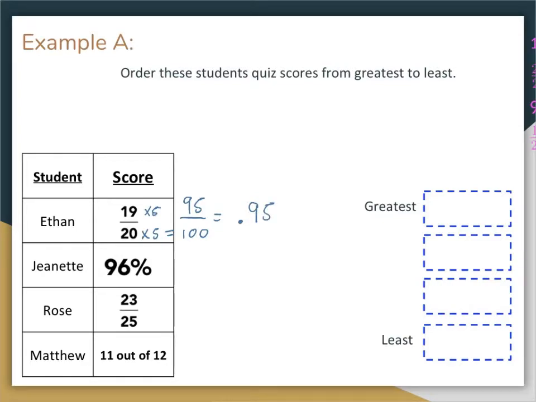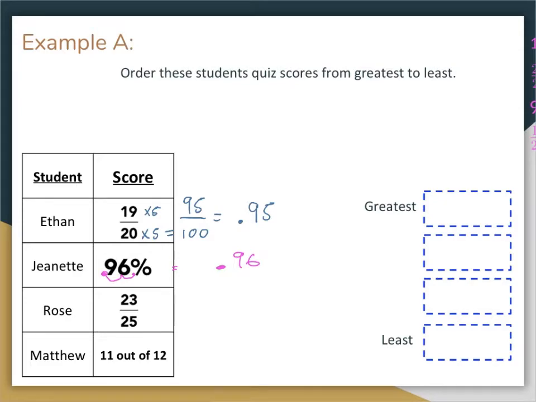The next number I have is a percentage. So again, I know I've got my decimal point here at the end, and I just need to move 2 places to the left, or I need to divide by 100. Since I'm just moving my decimal point, I've got 0.96. So already I was able to tell the difference between these two numbers and notice that the 0.96 is greater than the 0.95.